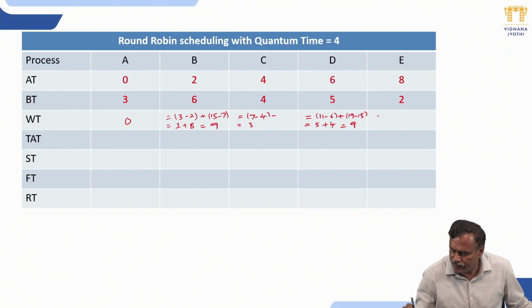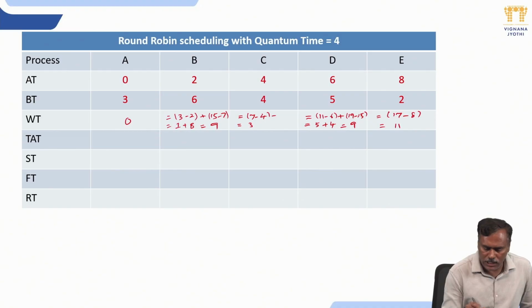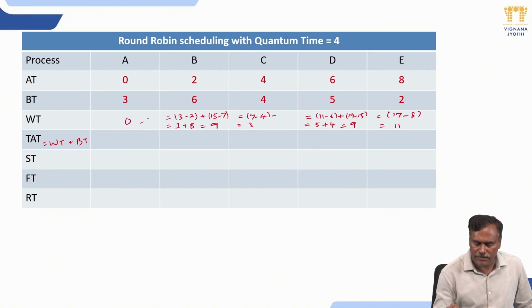So the difference of 8 and 17, that is 17 minus 8, equals 11. So this is the waiting time of process E. Your turnaround time is waiting time plus burst time, and you have these values one below the other. So this is the waiting time and this is the burst time. You need to sum, right?